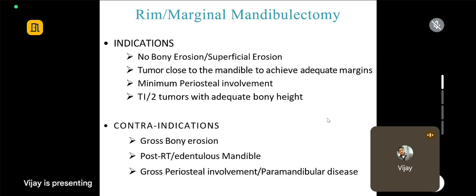Indications for marginal mandibulectomy are no bony erosion or superficial erosion, tumor close to the mandible to achieve adequate margins, minimal periosteal involvement, and T1, T2 tumors with adequate bony height. Contraindications include gross bony erosion, post-RT edentulous mandible, gross periosteal involvement, or paramandibular disease.